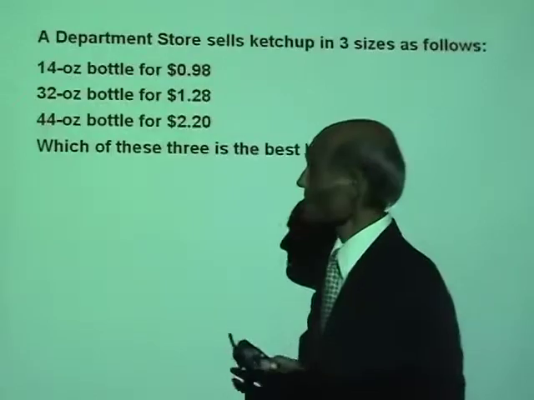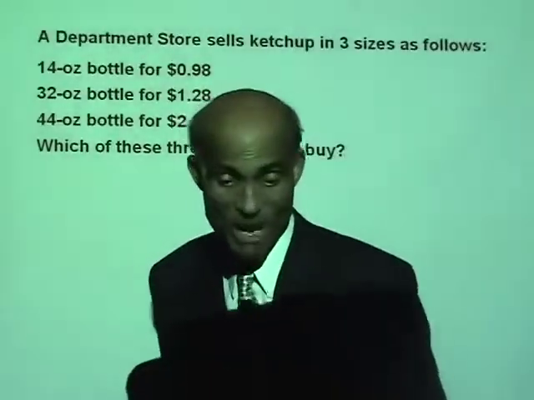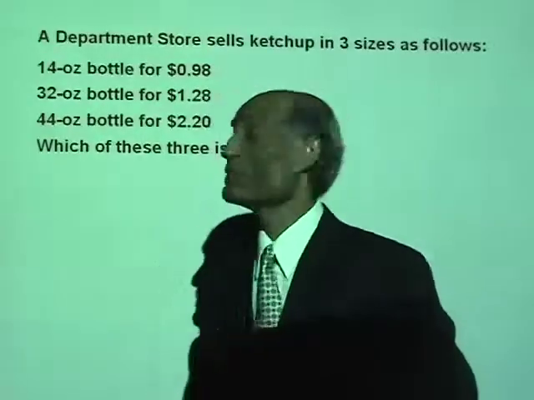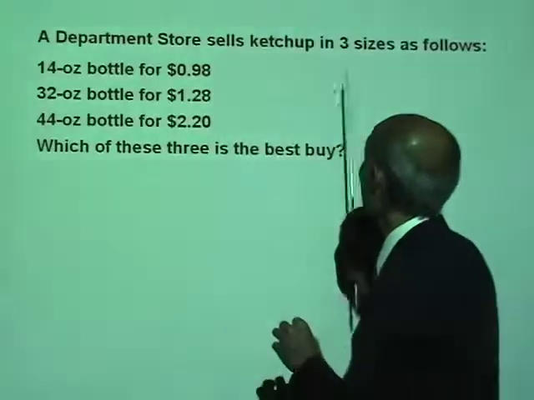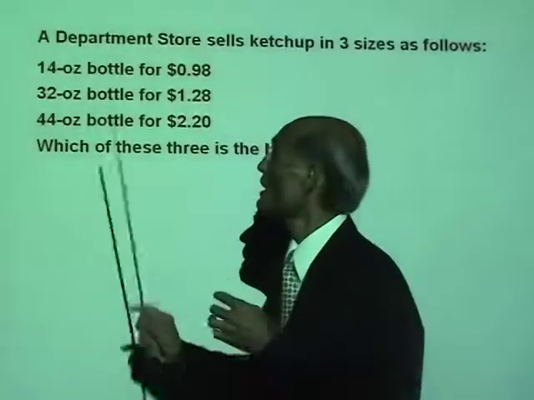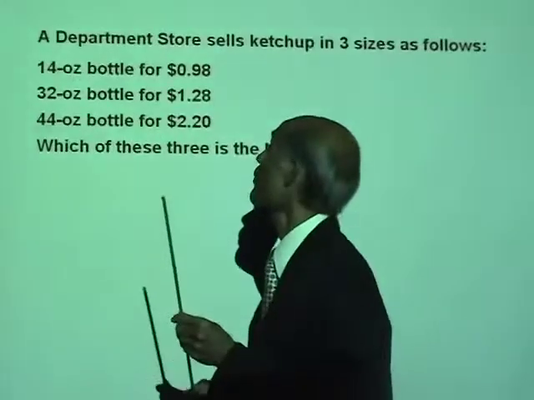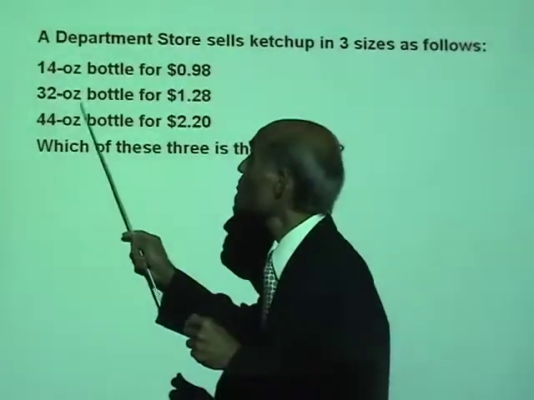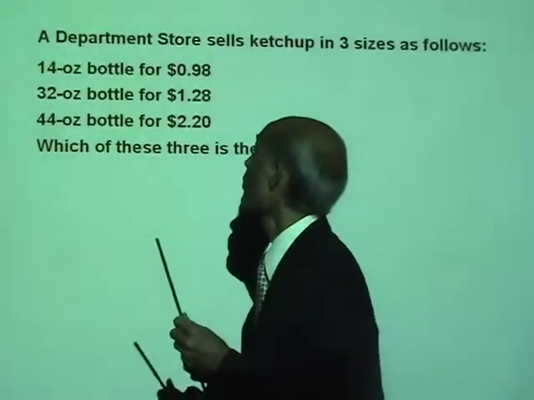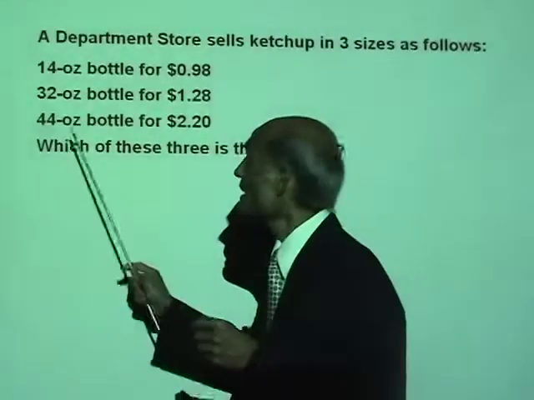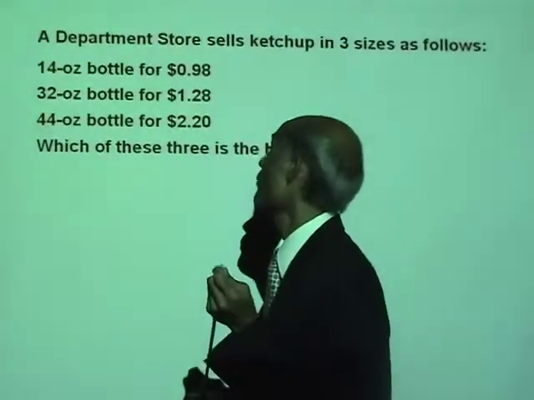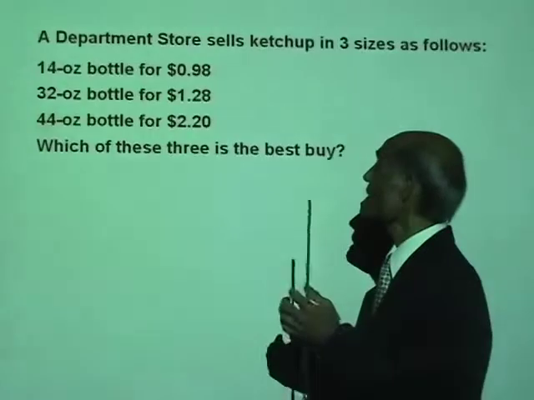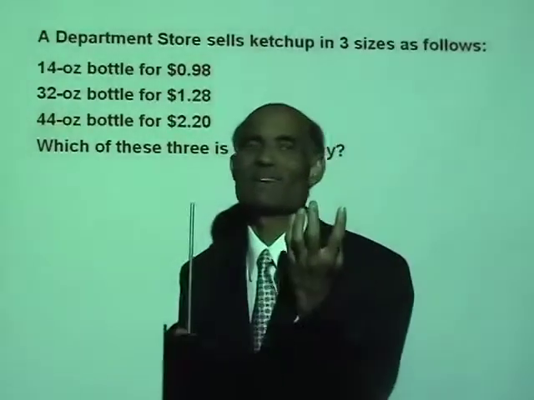Let's do a day-to-day problem. Don't you actually use these kind of things when you go shopping? A department store sells ketchup in 3 sizes. A 14-ounce bottle for $0.98, a 32-ounce bottle for $1.28, a 44-ounce bottle for $2.20. Now the question is, which of these 3 is the best buy?